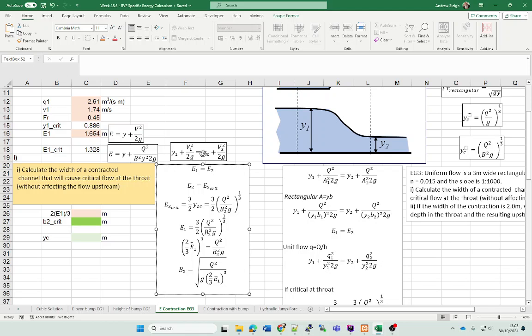So taking this and doing a bit of algebra, because remember that E1 is equal to the energy at the throat. Do some algebra from here, we'll get an expression for B2. Let's see there. So E1, 2/3 of the E1 gives us this right hand side. So let's put that in here.